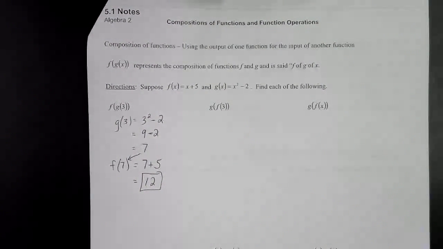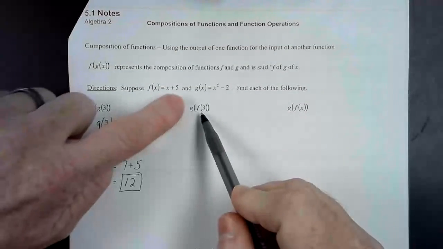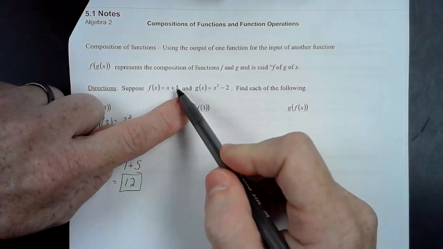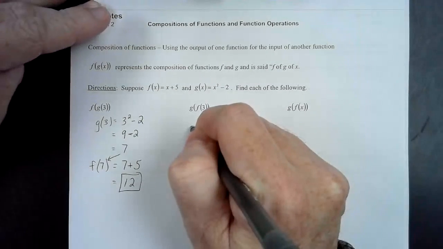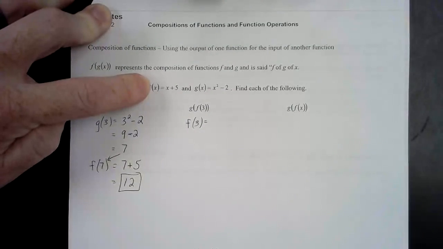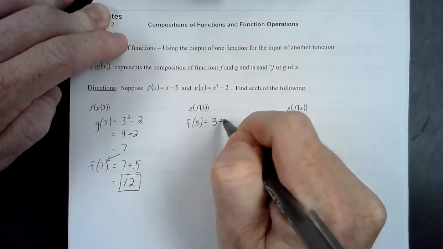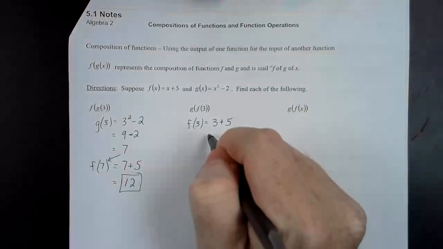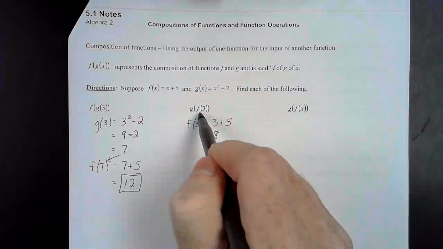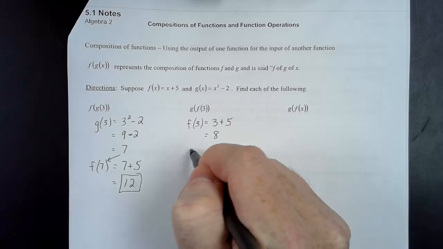So the first one might be a little confusing, but just watch it again if you need to, and we'll go from there. So let's try a second one. This time f is on the inside, so we're going to start with f. And I'm going to use 3. So f of 3, and I'm going to the function f. So 3 is replacing x. So 3 plus 5, that equals 8. So f of 3 equals 8. So now we have g of 8.